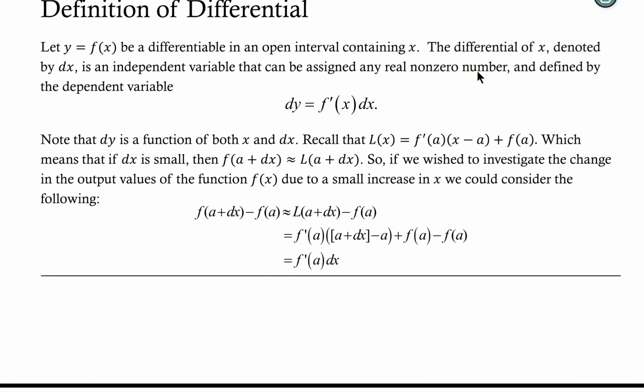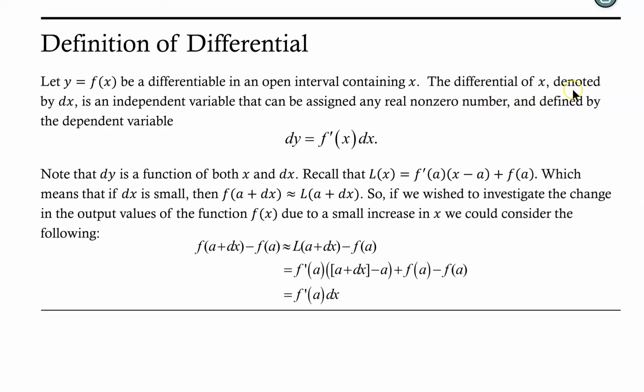Then the differential of x, which we denote by dx, is an independent variable that can be assigned to any real non-zero number and is defined by the dependent variable dy. Now the dependent variable here is dy, and dy is defined as being the product of the derivative of f of x and dx, the differential of x.